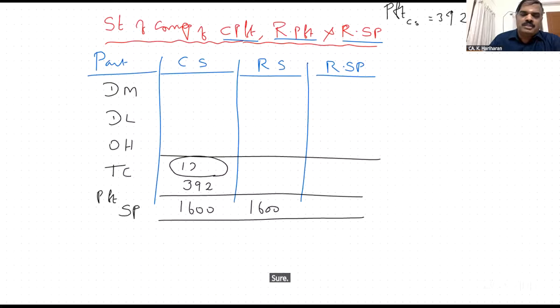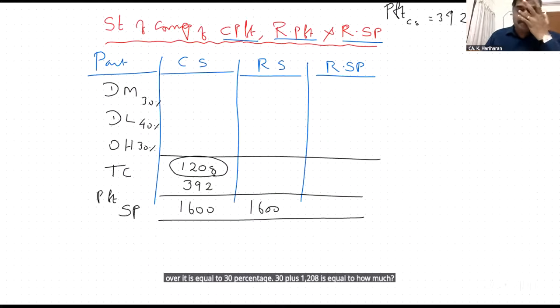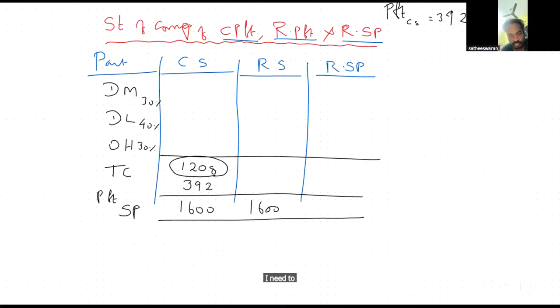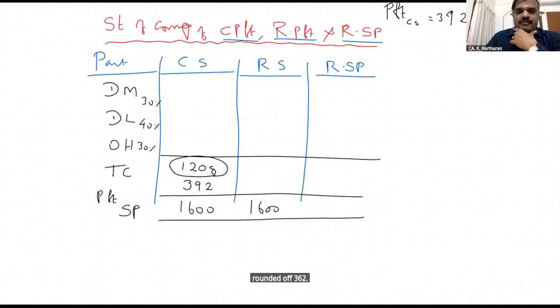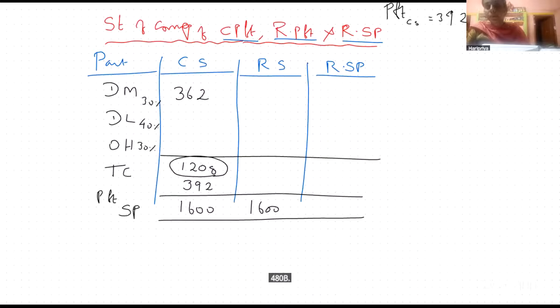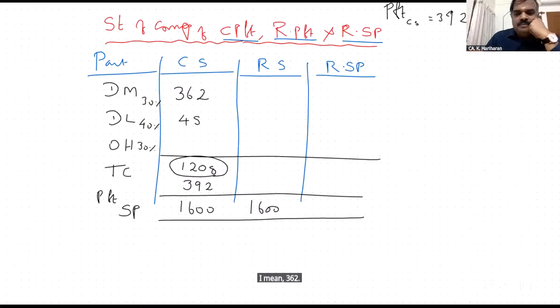Out of total cost, material cost is equal to 30%, labor cost is equal to 40%, overhead is equal to 30%. 30% on 1208 is equal to how much? 362.4. Round it off, 362. Labor 40% comes to 483.